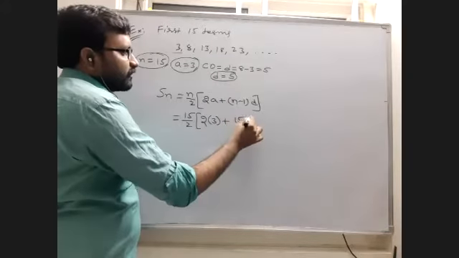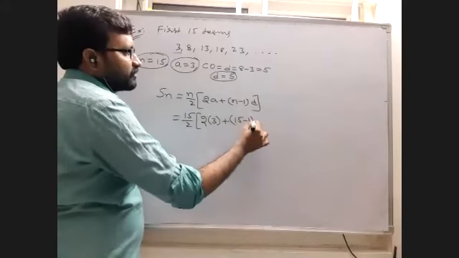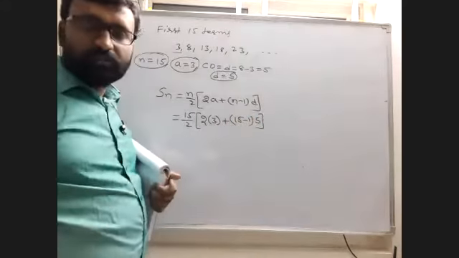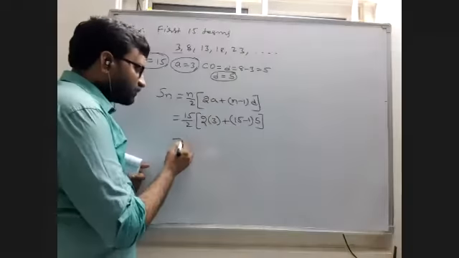15 minus 1 into what is d? The common difference is 5. So we substitute the values. Just simplification is the answer.